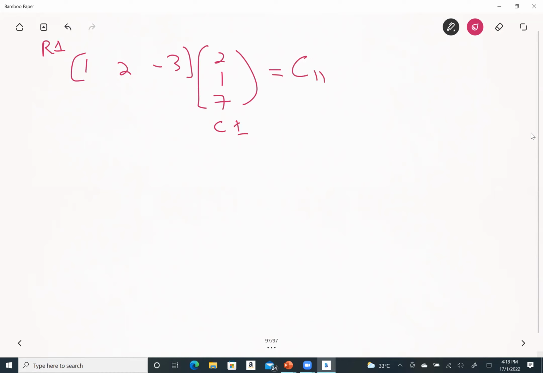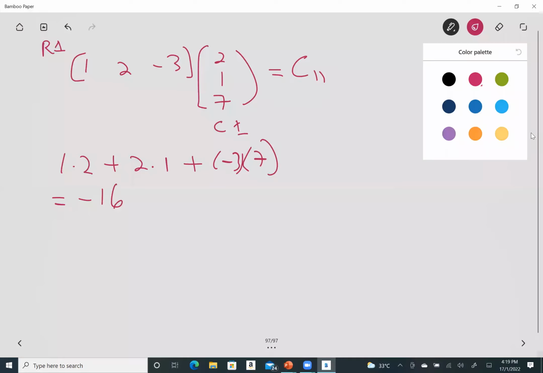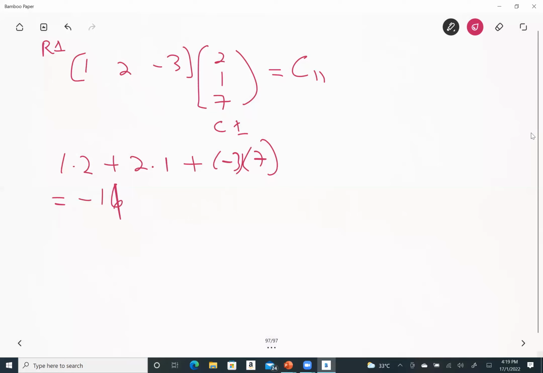Okay, so you do the multiplication step. 1 times 2, plus 2 times 1, plus negative 3 times 7. So what is it equal to? 2 plus 2, 4, minus 21. What did you get? 4 minus 21, negative 17. Okay, do you get negative 17 or you get another number? Tell me, because I don't want to be wrong. I can be wrong. Is it correct or not?